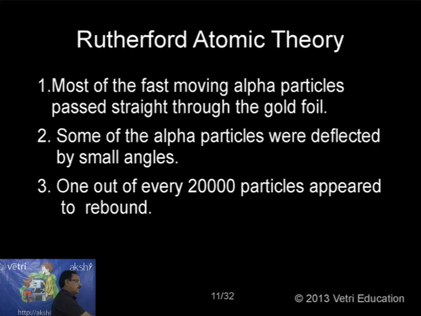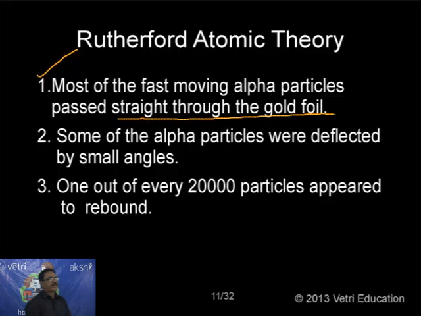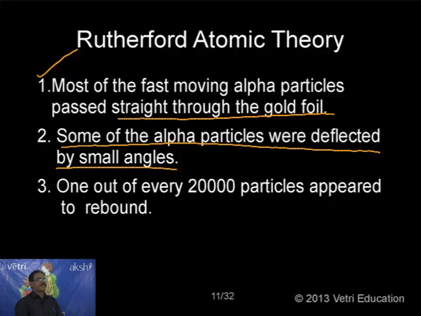Let me read again. Most of the fast moving alpha particles pass straight through the gold foil. That's the first observation. That means the atom is mostly hollow, empty space, and inside there is only one nucleus. Some of the alpha particles were deflected by small angles. The third one is, one out of every 20,000 particles appeared to rebound, coming back at 180 degrees. These are the three observations I have just discussed.